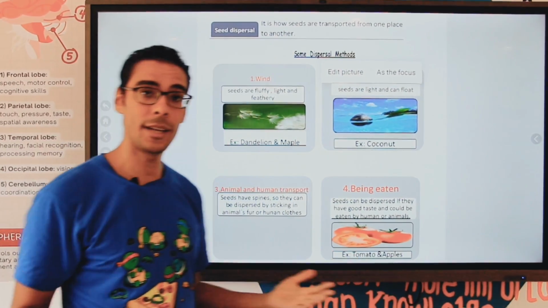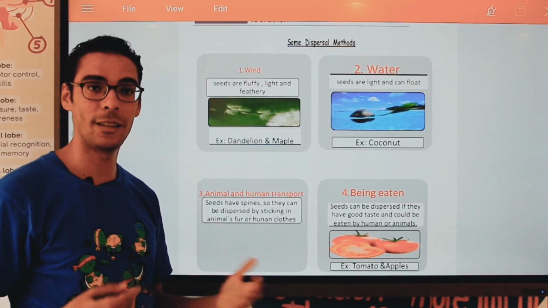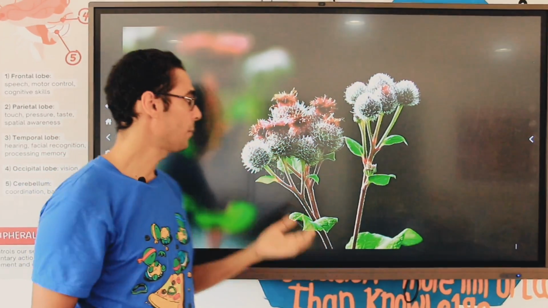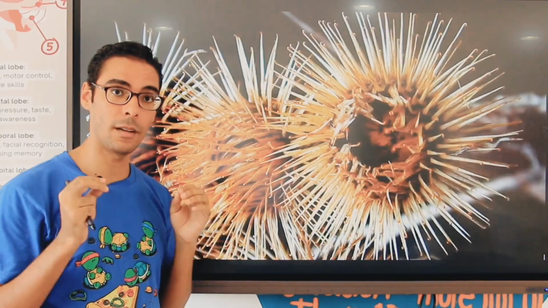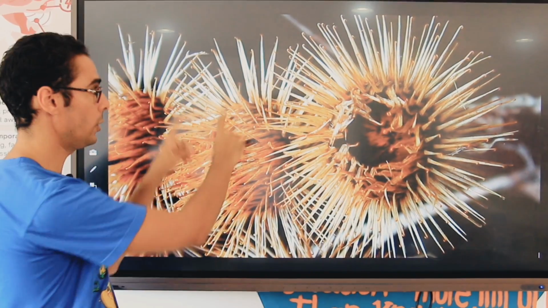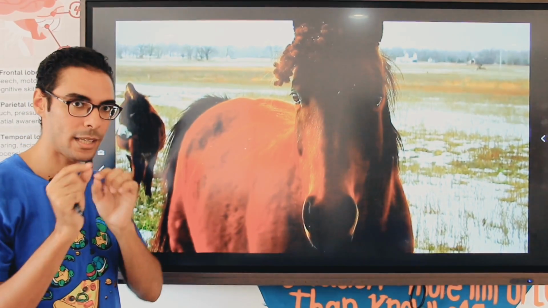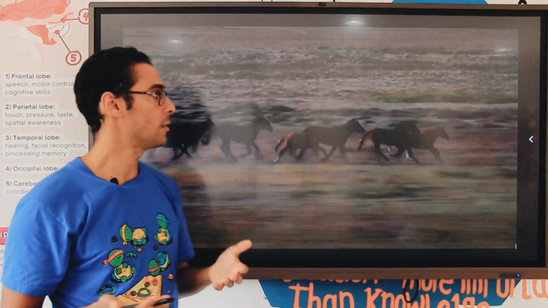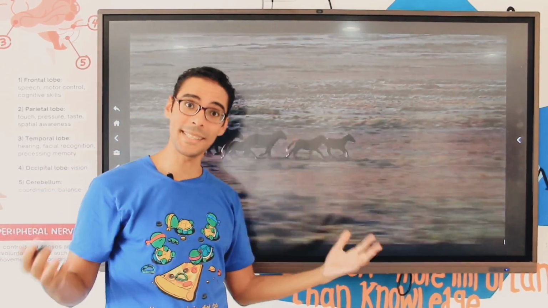The third way here is going to be by spines. So let's visit some seeds that are delivered from one place to another by spines. Some seeds have spines or thorns, so they can stick to the body of animals or humans. Look, these are the thorns or the spines. So they have spiky seeds. They can stick to the body of animals or humans, and then they're going to be delivered from one place to another easily.